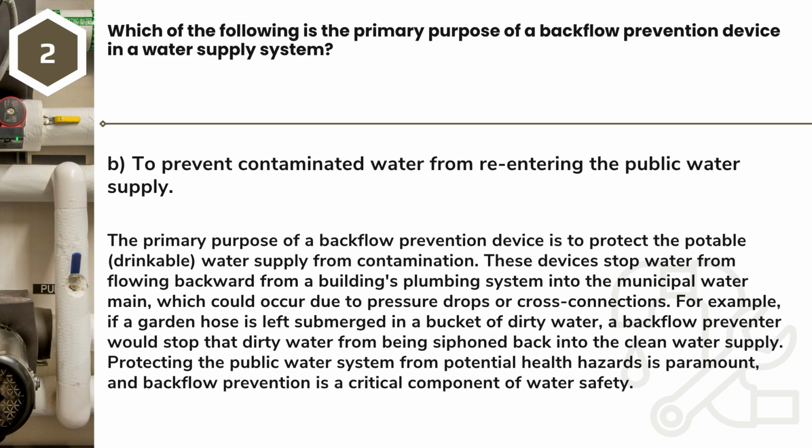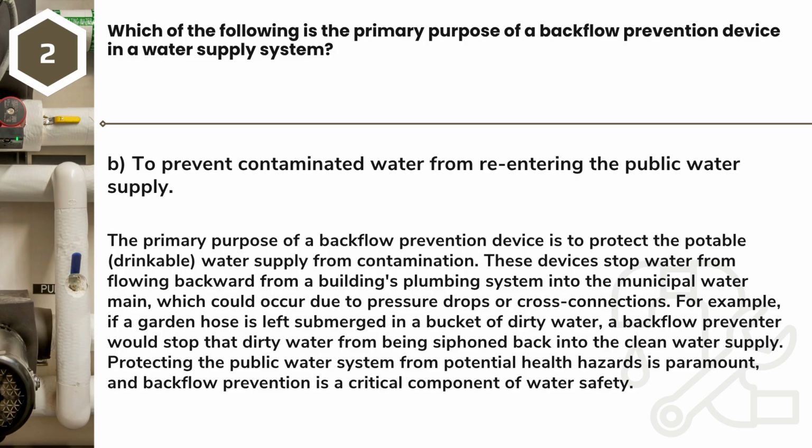Answer: B. To prevent contaminated water from re-entering the public water supply. The primary purpose of a backflow prevention device is to protect the potable, drinkable, water supply from contamination. These devices stop water from flowing backward from a building's plumbing system into the municipal water main, which could occur due to pressure drops or cross-connections. For example, if a garden hose is left submerged in a bucket of dirty water, a backflow preventer would stop that dirty water from being siphoned back into the clean water supply. Protecting the public water system from potential health hazards is paramount, and backflow prevention is a critical component of water safety.